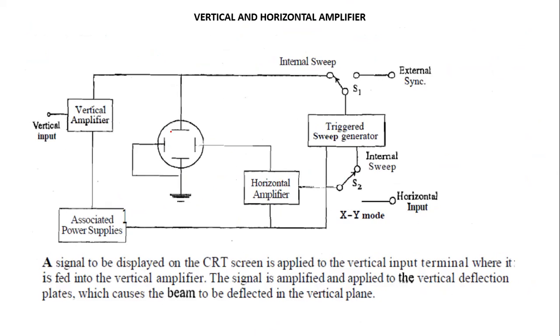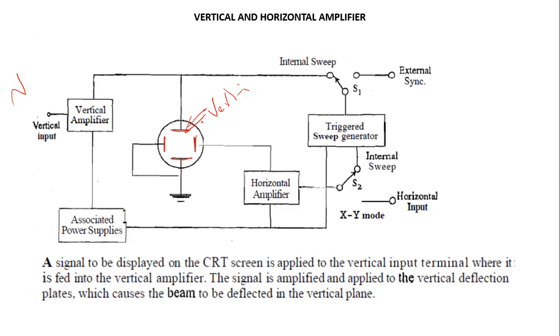Let's say these are your deflection plates, like the one I showed in a previous lecture. These two plates are the vertical deflection plates, and these two plates are the horizontal deflection plates within the cathode ray tube. Whatever input you detected from your sensor is first supplied to the vertical amplifier. The vertical amplifier will amplify that weak signal and pass it on to the vertical deflection plates, which are connected between ground and this.